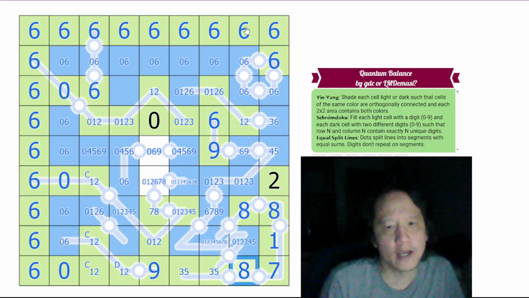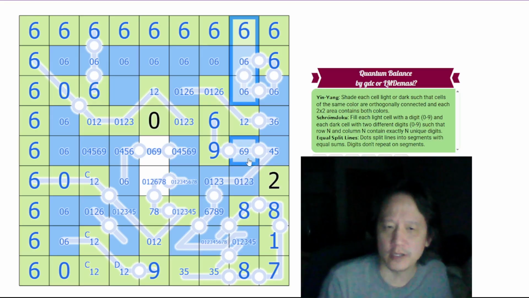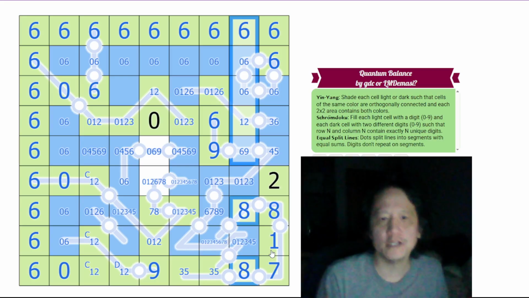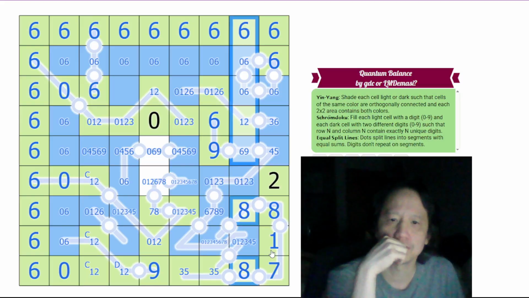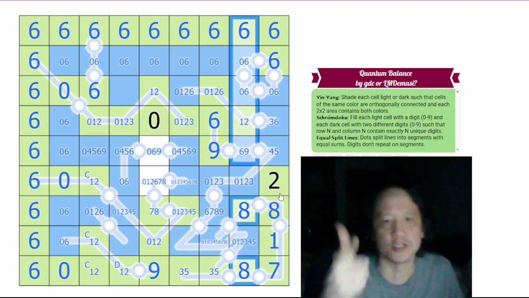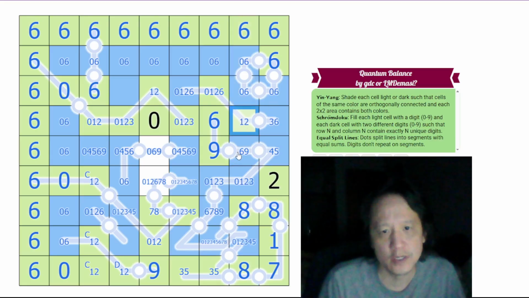Okay. How many unique digits do we have? This is 3. This is 2. We have 3 here. 4, 5. We need 3 more unique digits. In column 8, right? We have 0, 6, 1 out of the 1 or 2s, 9, and 8.